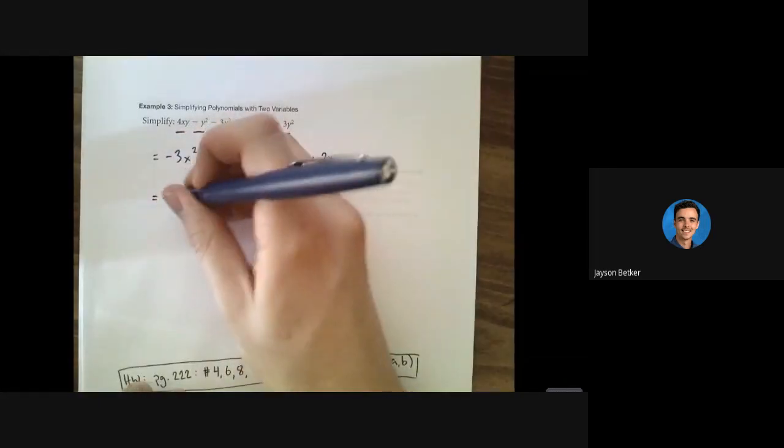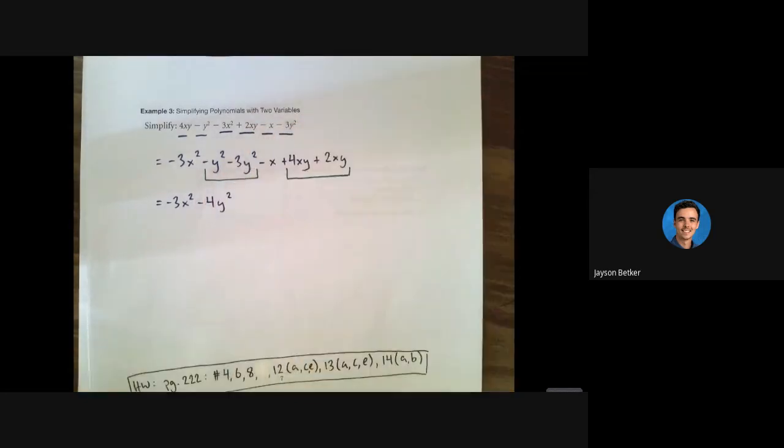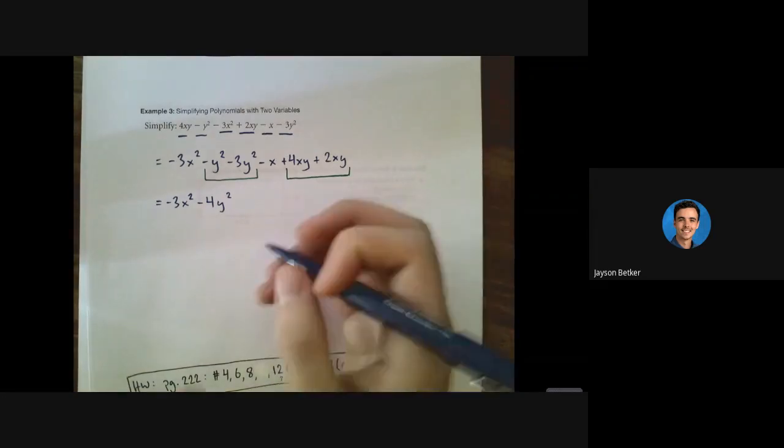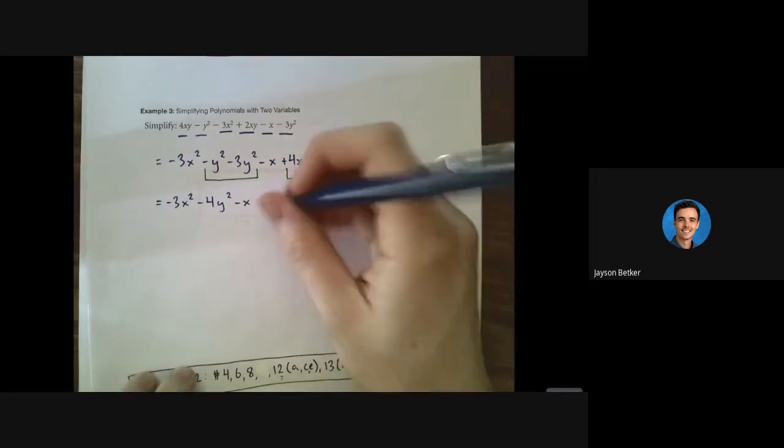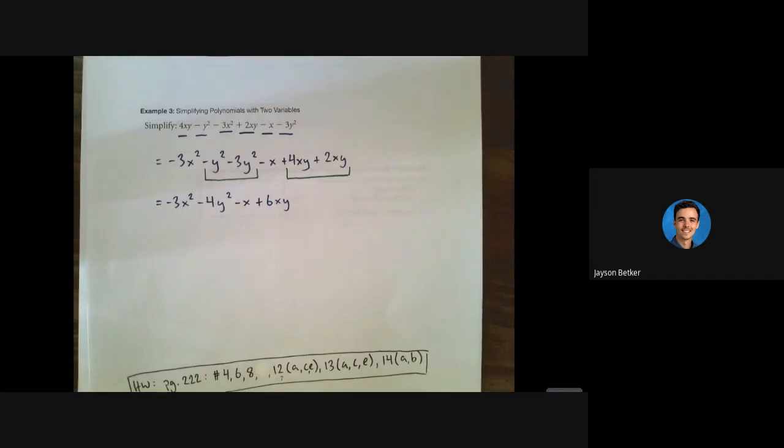So the negative 3x squared doesn't combine with anything, so it stays the same. And then negative y squared minus 3y squared, that's minus 1 minus 3, so minus 4y squared. And then minus x. And then plus 4xy plus 2xy should give us plus 6xy. So that's it. That's your value.